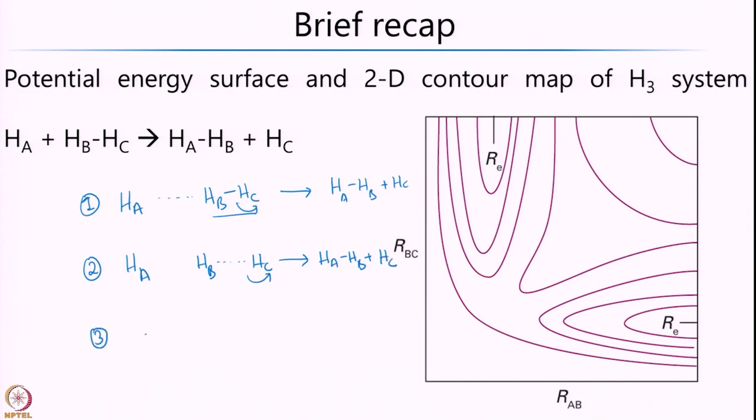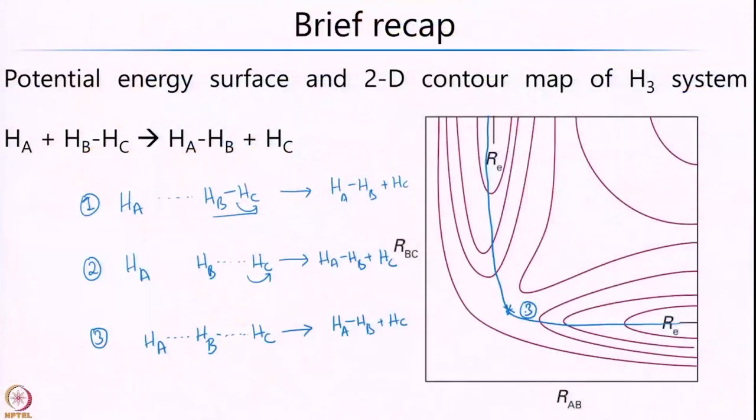And the third scenario is that both the approach of HA and the leaving of HC take place to almost the same extent throughout, and that gives rise to HA-HB plus HC. We had drawn this as a plot, where you would go from here. This scenario 3 is the one which gives rise to the product, because it goes over the saddle point or the transition point, which is marked with an asterisk here.